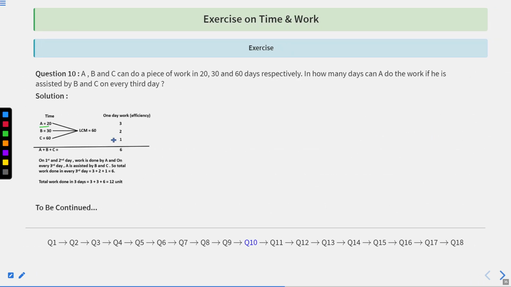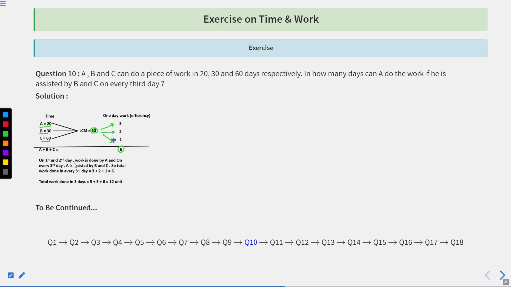So time taken by A is 20, B is 30 and C is 60. So the total amount of work that needs to be done is 60. So 1 day work efficiency of A is 3, 1 day work efficiency of B is 2 and C is 1. So the combined work efficiency is 6.